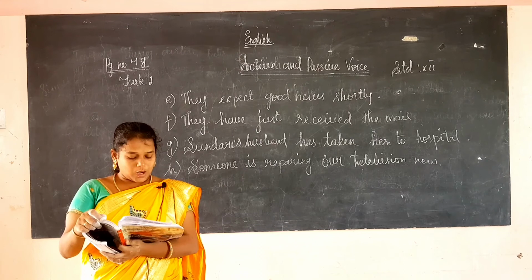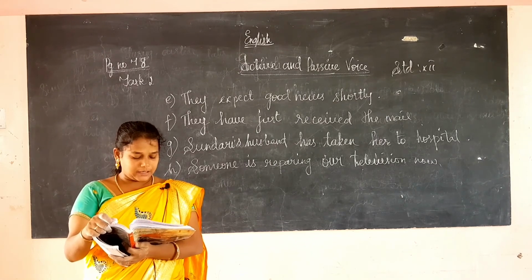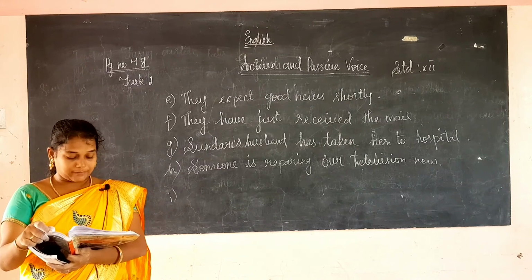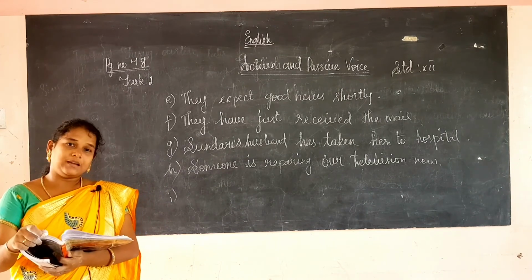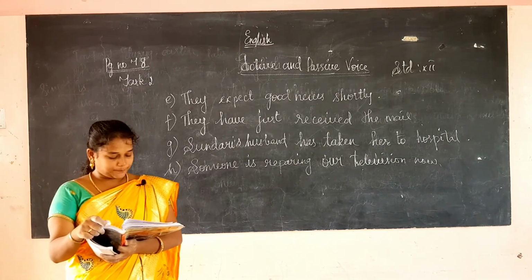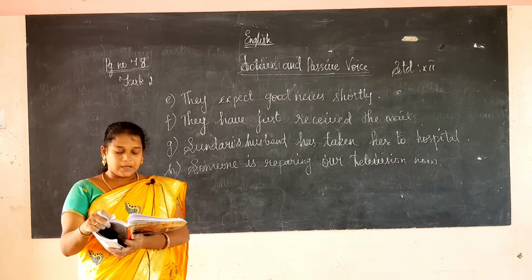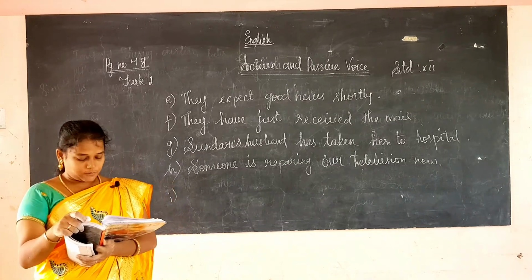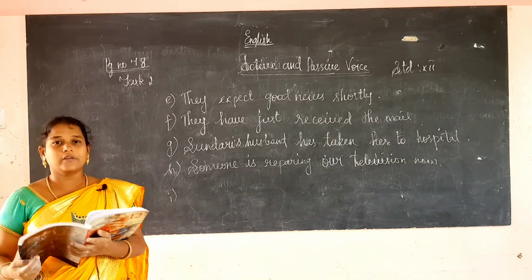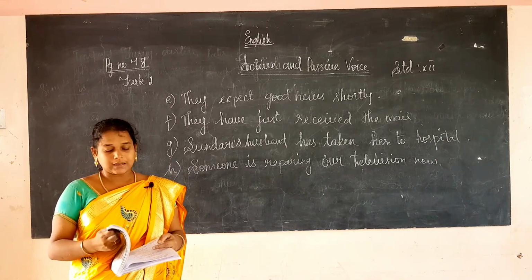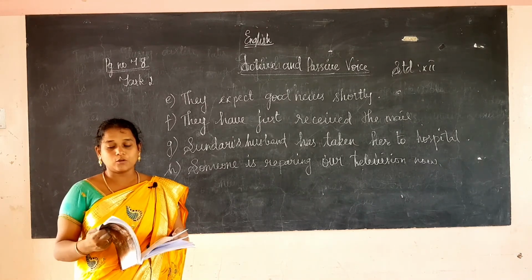Next one. You are advised to help the poor and the needy. How will you change it? Help the poor and the needy. It is in the imperative form. You are requested to make a cup of tea for the guest. How will you change it? Please make a cup of tea for the guest. So, this is how you have to change the active into passive and the passive into active. In the next class, we will discuss the question tag. Thank you, my dear students.